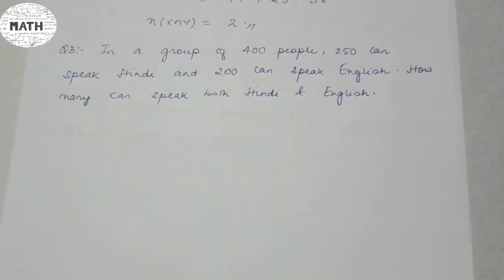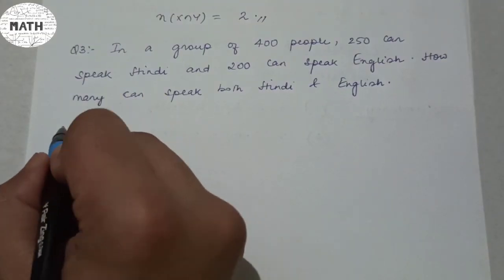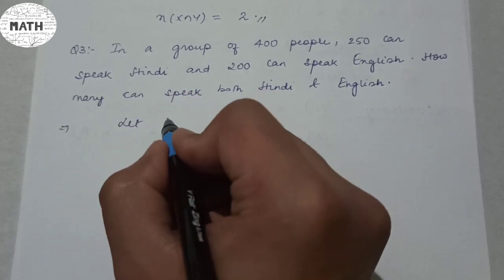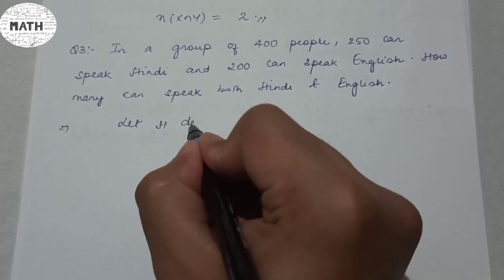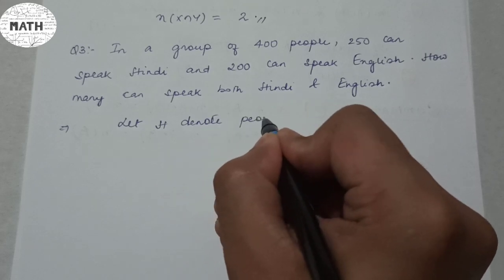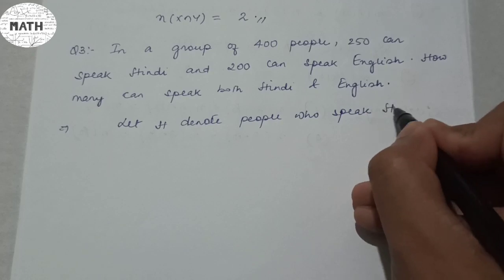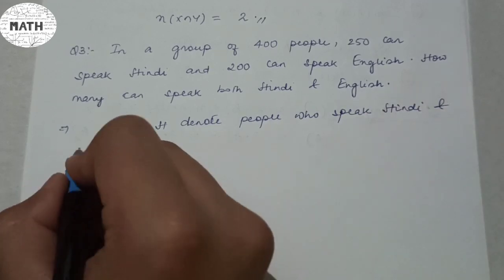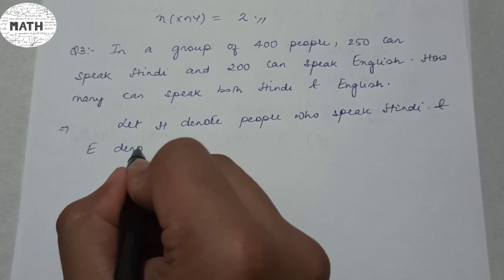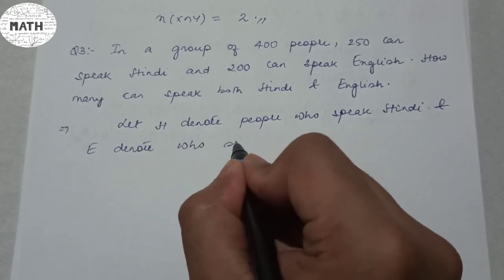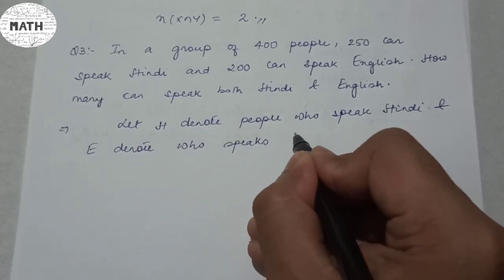Alright, your question number 3 is given that in a group of 400 people, 250 speak Hindi and 200 can speak English. How many can speak both Hindi and English? So before starting, let us just name the sets. Let H denote people who speak Hindi and E denote who speaks English.